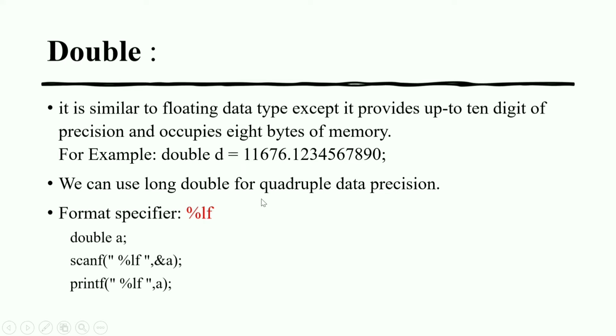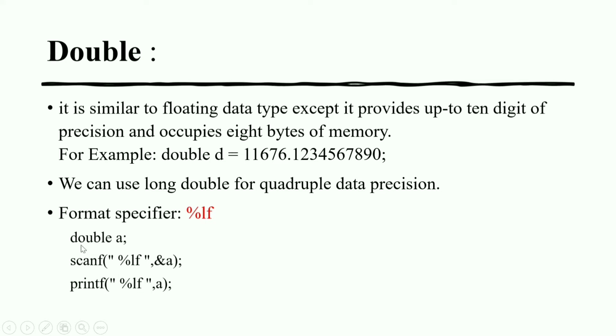We can also use the type modifier long for the double data type. So generally long double will be used if we want quadruple data precision. The format specifier for a double variable is %lf. Okay, now we'll see how to declare a double variable, how to read a double variable, and how to print a double variable to the output screen.